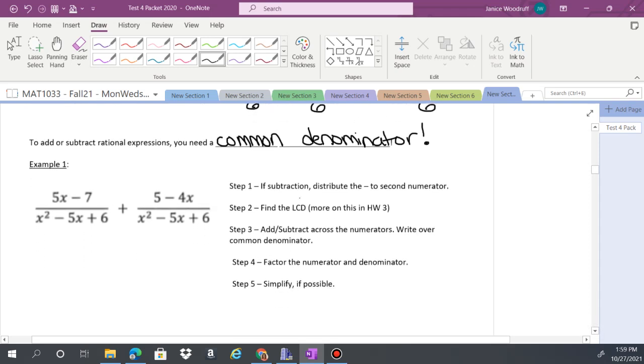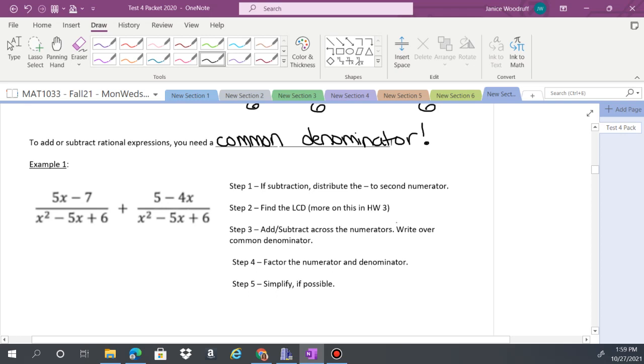Okay, so here's our steps. If our problem is subtraction, we want to distribute the minus sign because I'm subtracting more than one term, so I want to distribute that. This one is just addition, so I don't need to worry about that. Step 2, I will find the least common denominator. We'll work on that in the next section. This example already has a common denominator, so we go straight to step 3.